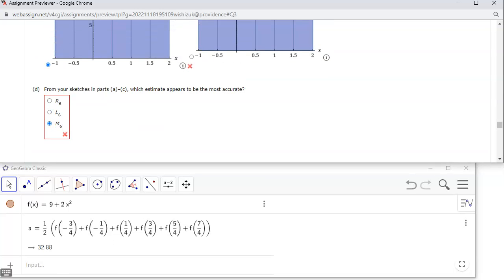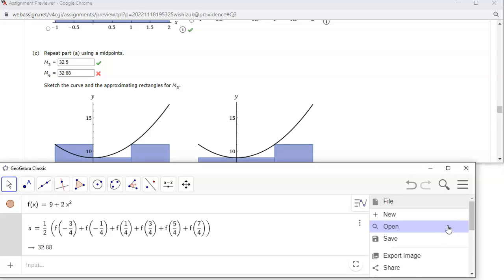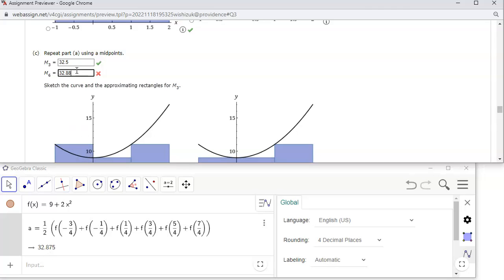Let's check the answer. All right, it came back and it looks like we messed up the M6. I think the precision is the issue. So I'm going to go to settings and change that to maybe 4 decimal places. So you can see that it's 32.875. Let's check the answer again.